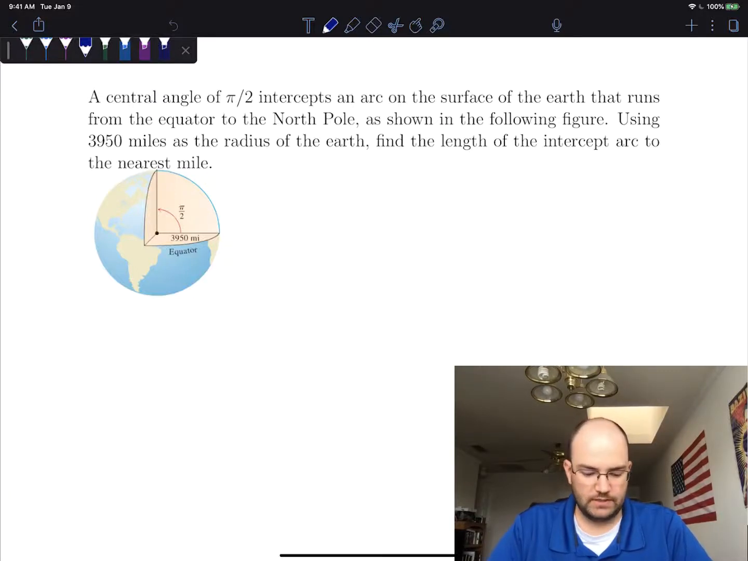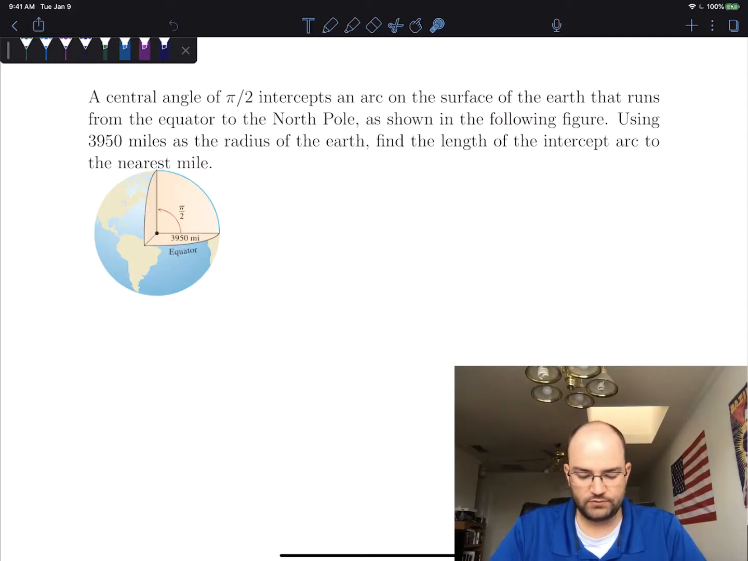Hello. In this video, we want to look at a word problem. A central angle of pi over 2 intercepts an arc on the surface of the Earth that runs from the equator to the North Pole, as shown in the following figure. Using 3,950 miles as the radius of the Earth, find the length of the intercepted arc to the nearest mile.